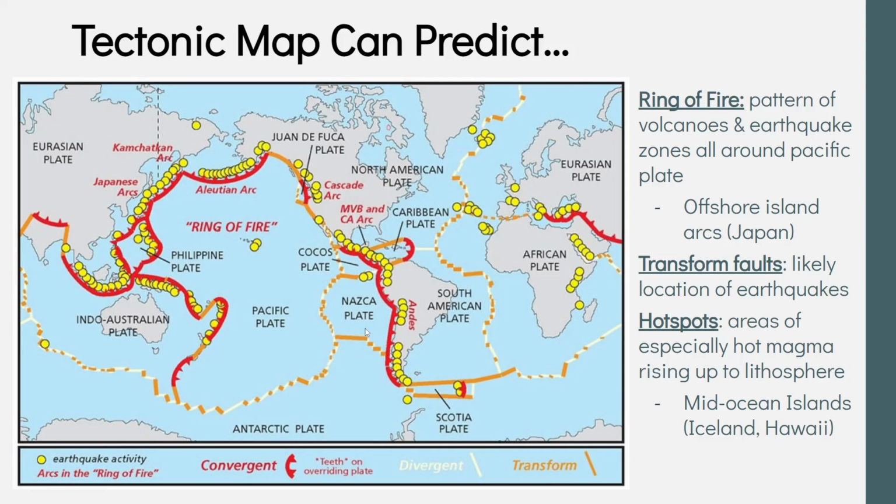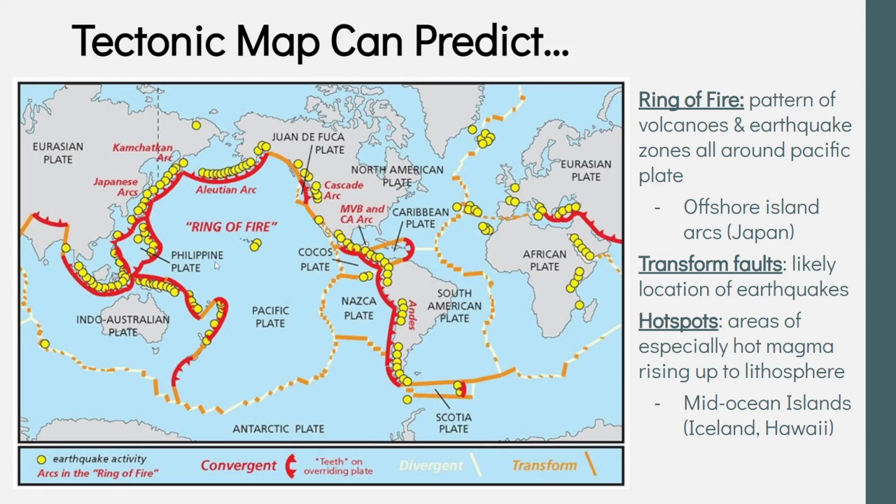Finally, the last thing we'll be talking about today is how this map of tectonic plate boundaries can help us predict the locations of everything from earthquakes and volcanoes to new islands forming. The first we'll look at is called the Ring of Fire. The Ring of Fire is this pattern of volcanoes here that we see all around the Pacific plate. The reason we see volcanoes here is because these are all areas where we have convergent zones.